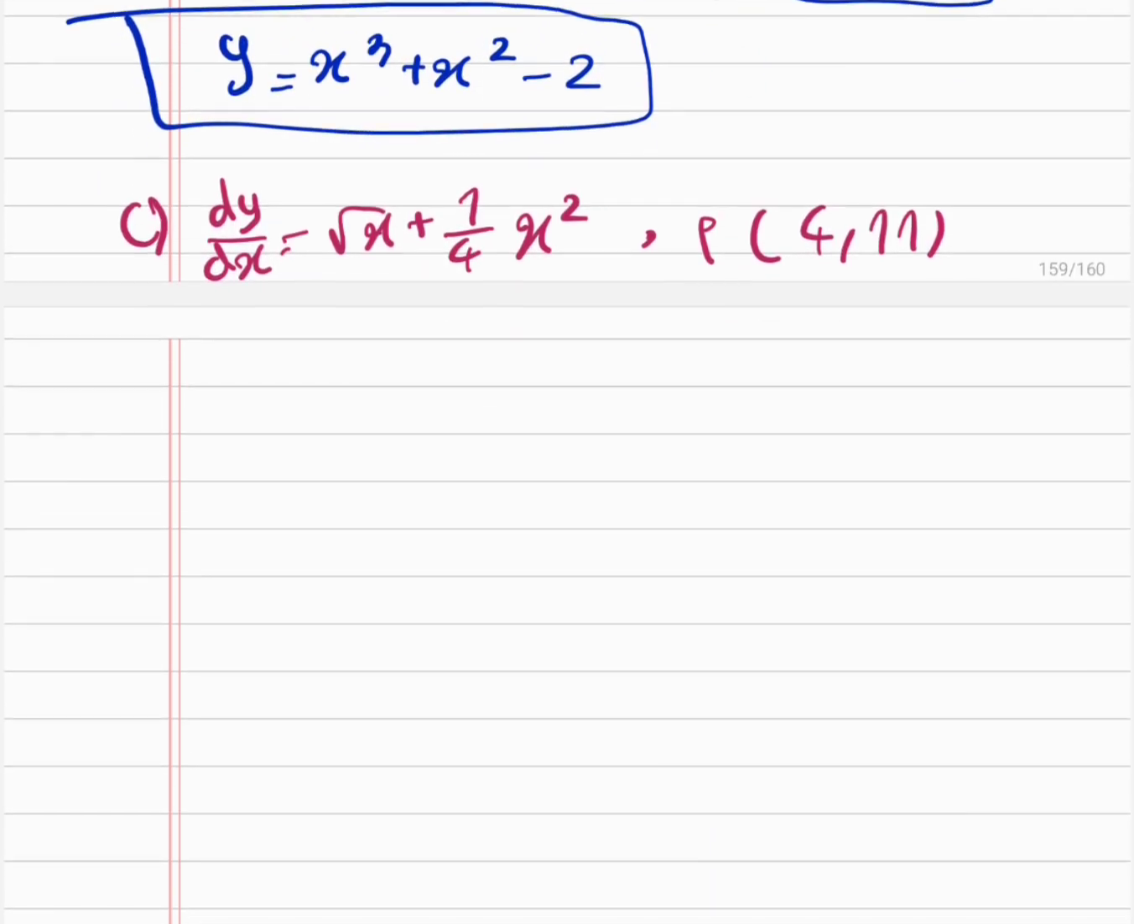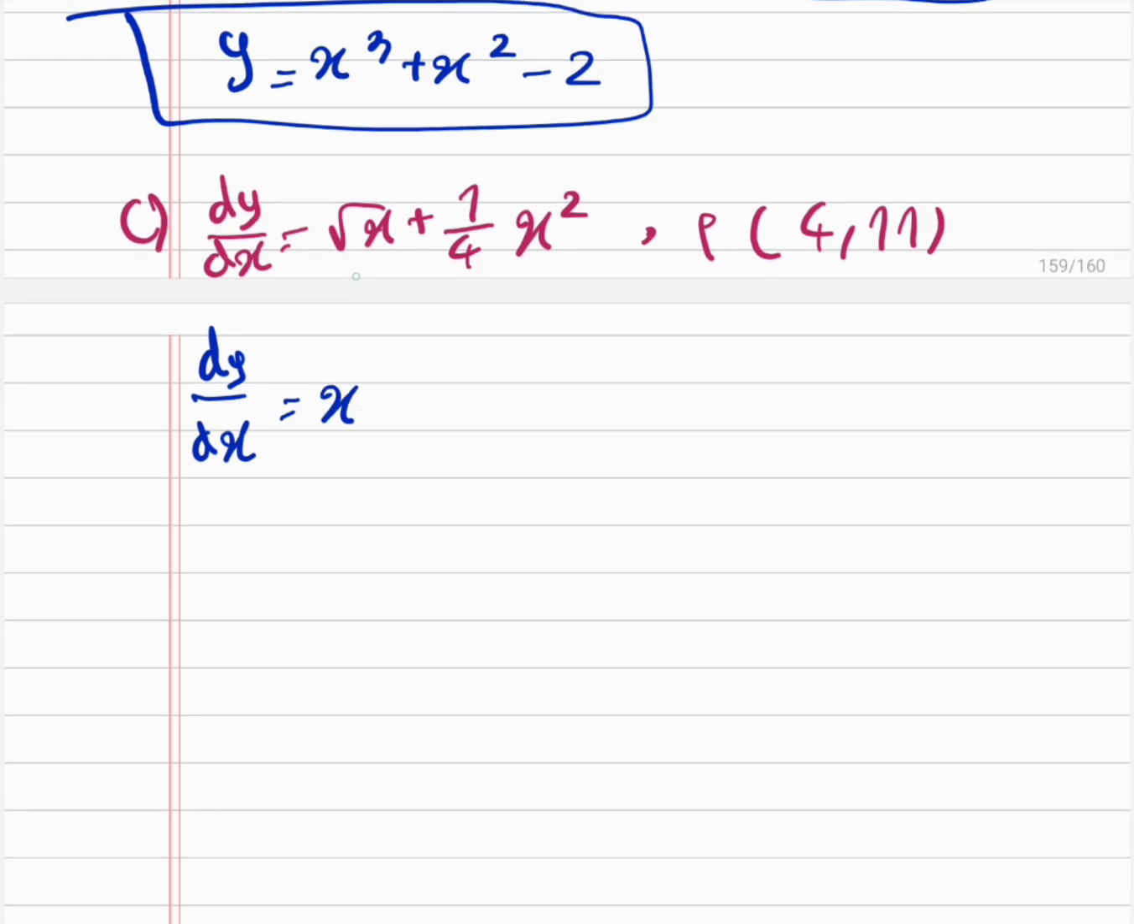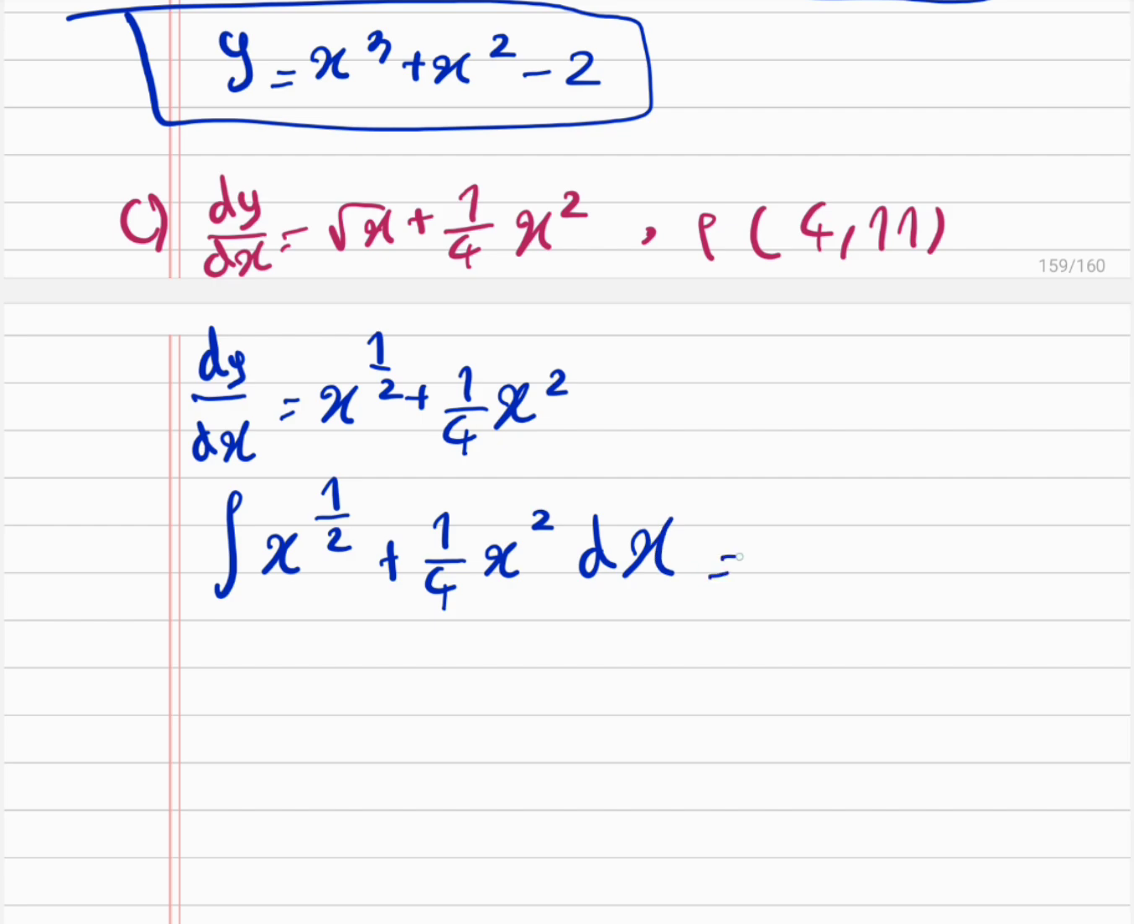Okay, so for part C, dy by dx is equal to root x plus a fourth of x squared. So first we write dy by dx in the form x to the power of n before integrating that. So root x is x to the power of half, and now we can integrate this. So the integral of x to the power of a half plus a fourth of x squared dx. So for the first term, the power becomes 3 over 2, and then we divide this by 1 over 2, which basically gives us 2.